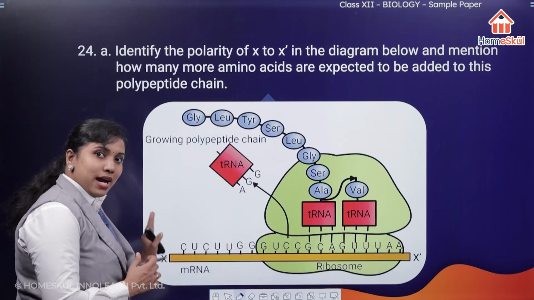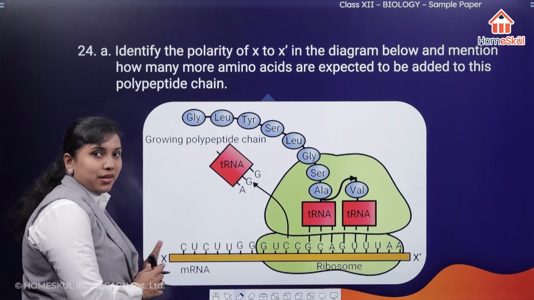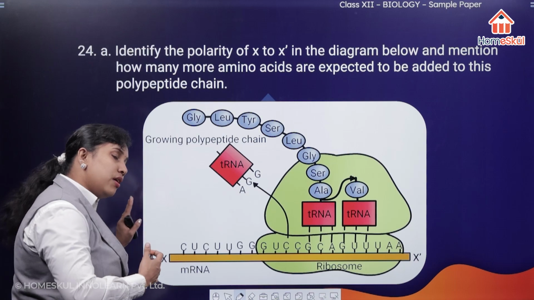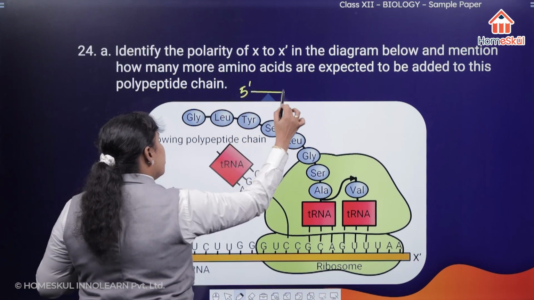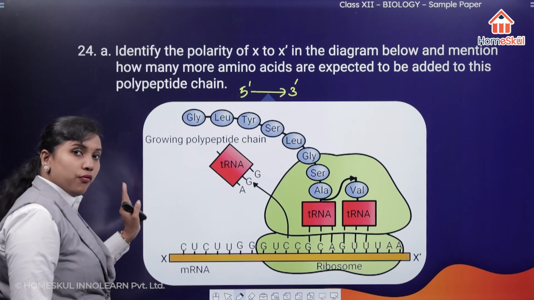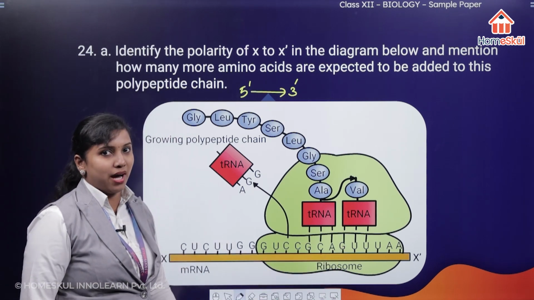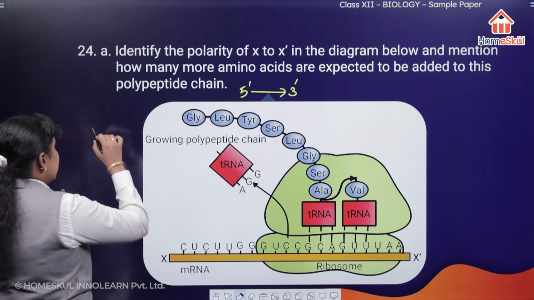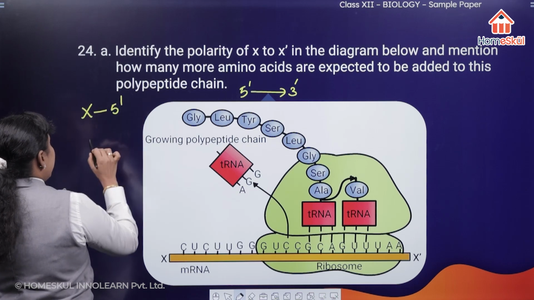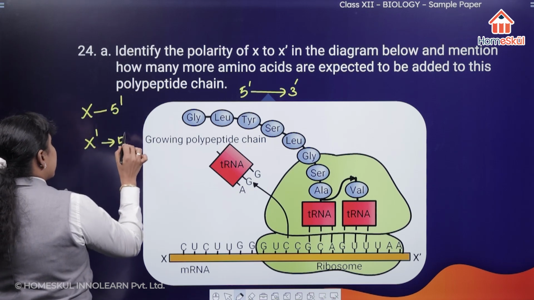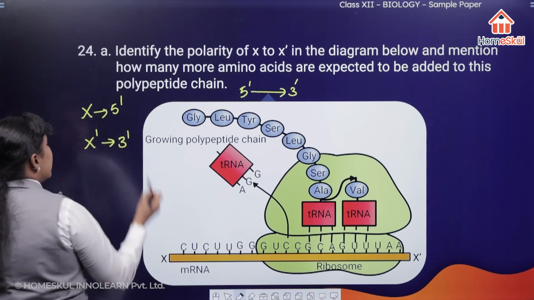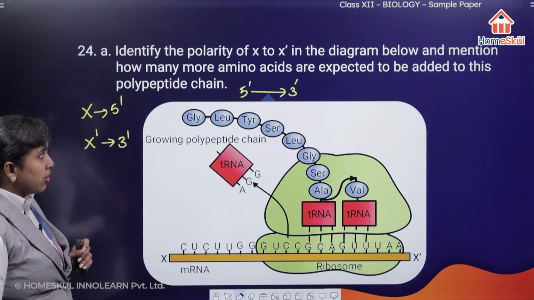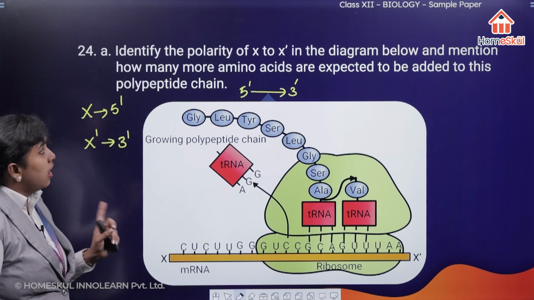So where the translation begins is the 5' end of the mRNA. The translation will begin from the 5' and the ribosome will move from 5' to 3' end of the mRNA. So it has started from here only, right. So we can say that the X represents the 5' end and X dash represents the 3' end of the mRNA. Okay. And mention how many more amino acids are expected to be added to this polypeptide chain.